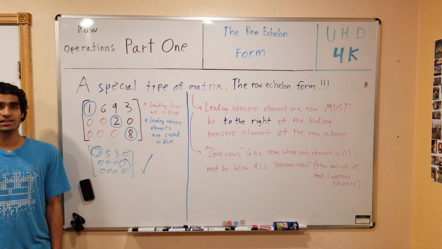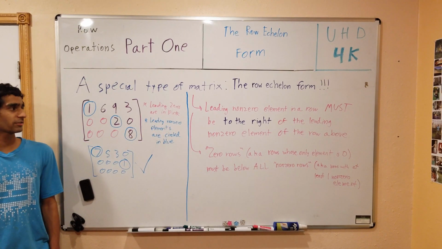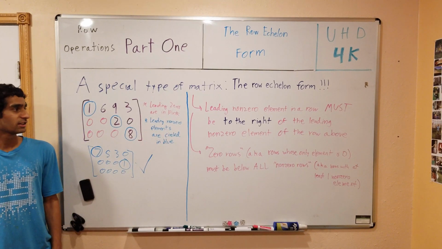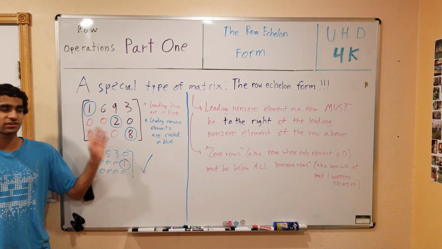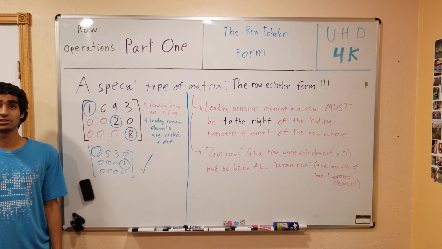That's all there is for today's video. Just to recap, a matrix is in row echelon form if every leading non-zero element, also known as the leading entry, is strictly to the right of the leading entry above it, and all the 0 rows must be below every non-zero row.